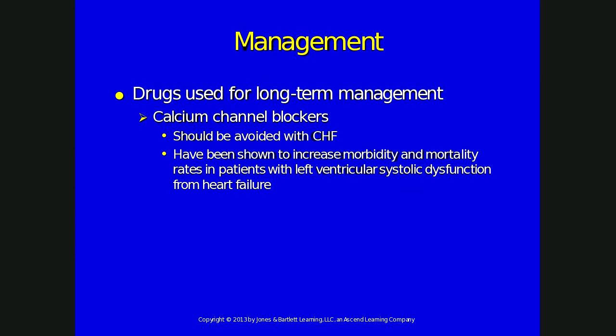Calcium channel blockers should be avoided with congestive heart failure. They've been shown to increase morbidity and mortality rate in patients with left ventricular problems and patients who have heart failure problems. So your calcium channel blockers would be verapamil, Cardizem, nifedipine. Those medications need to be avoided in your CHF patients because they increase morbidity and mortality rates with left ventricular problems.